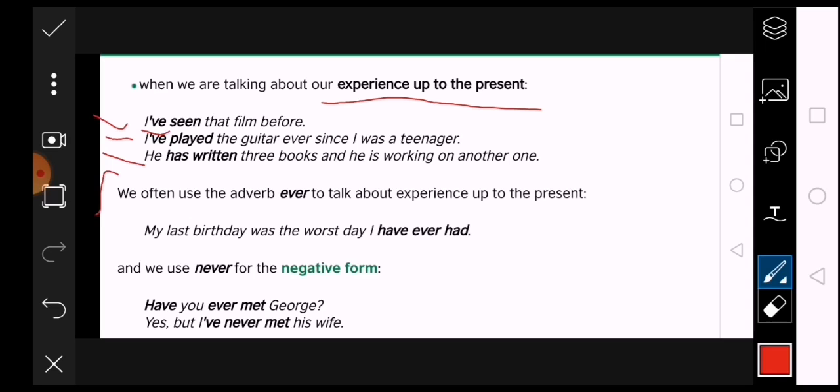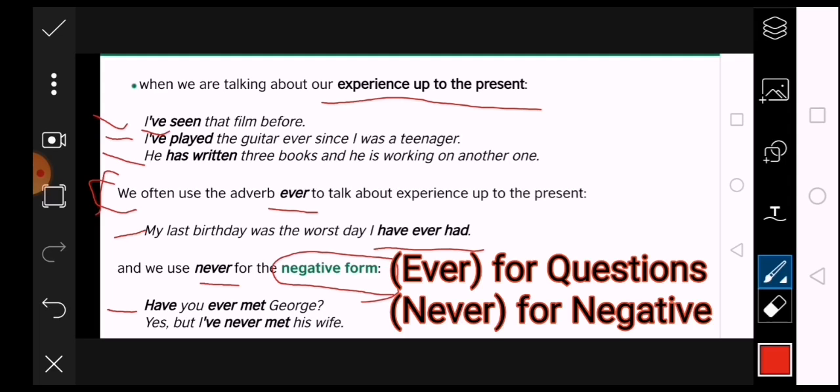Let's go to the next use. We often use the adverb ever to talk about experience up to the present. For example, my last birthday was the worst day I've ever had. And we use never for negative form. For example, have you ever met George? Have you ever met George?